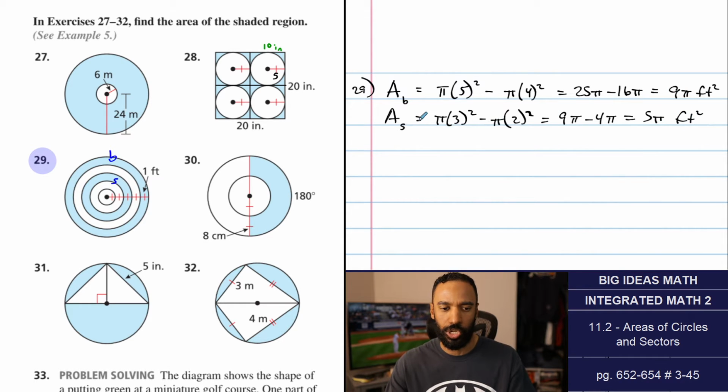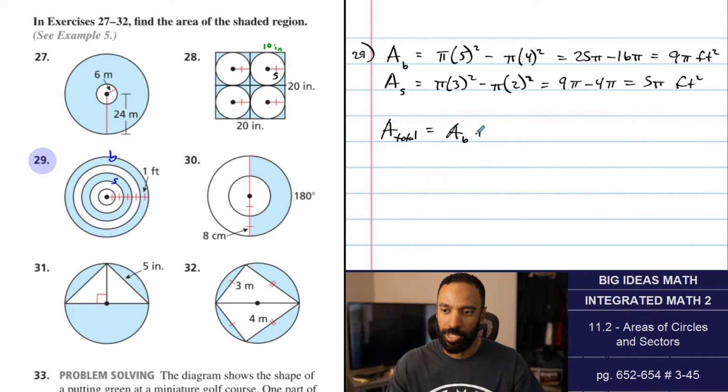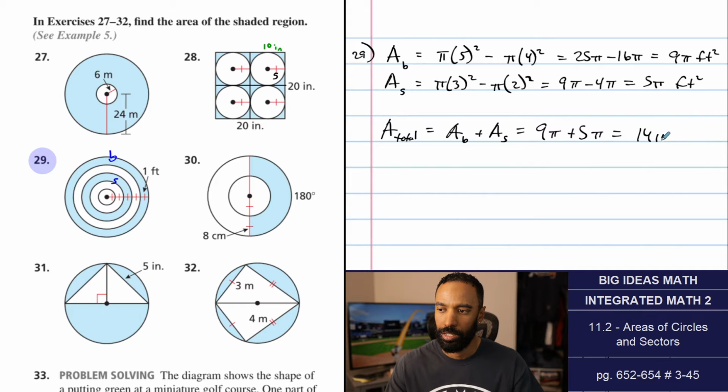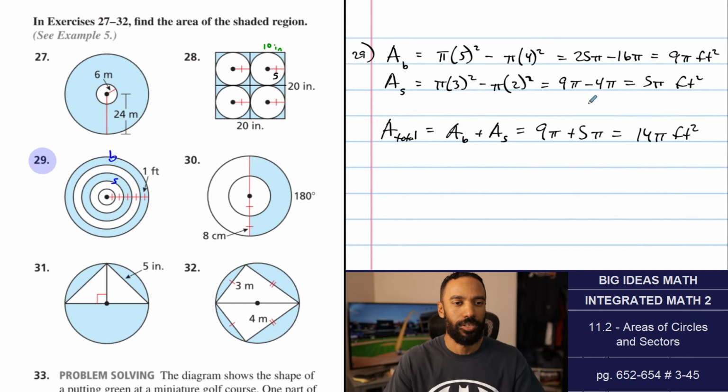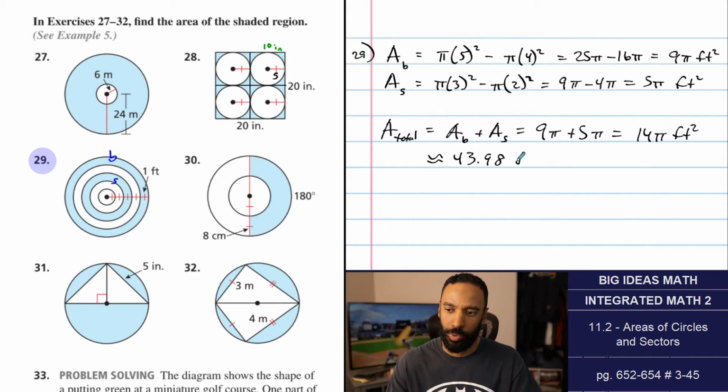Ultimately, we're going to add these two. We're going to take that one disk minus the other disk, or plus the other disk. So area total is area big plus area small, no overlap, which is 9 pi plus 5 pi, 14 pi. That's exact. Let's round that. 14 times pi, 43.982, 43.98 square feet.